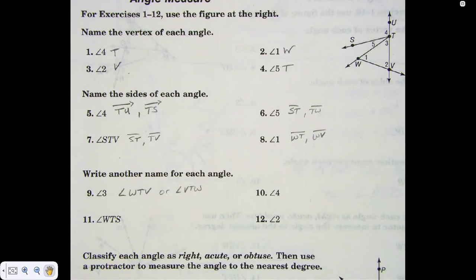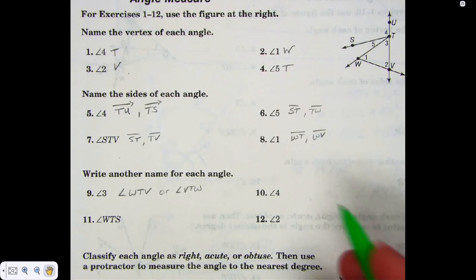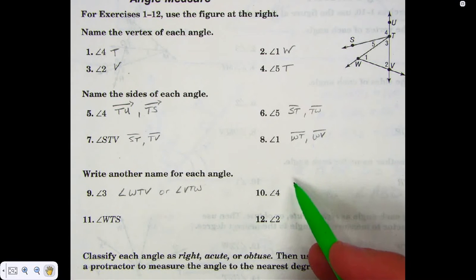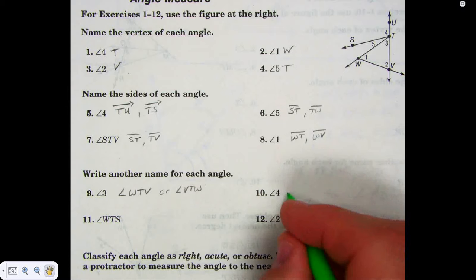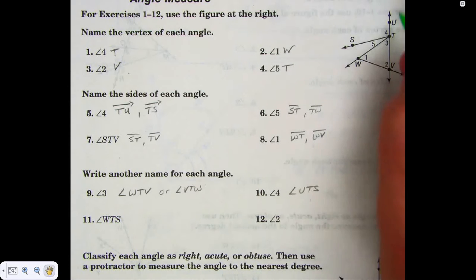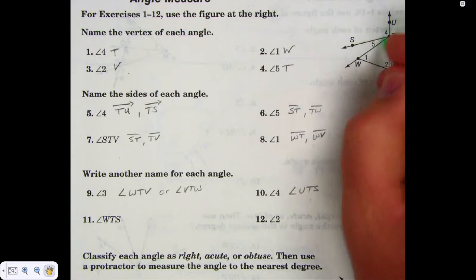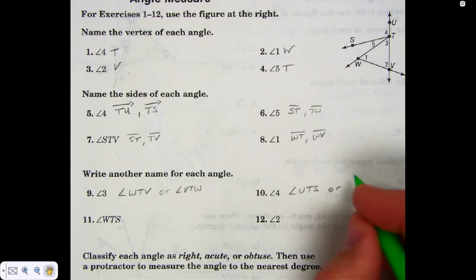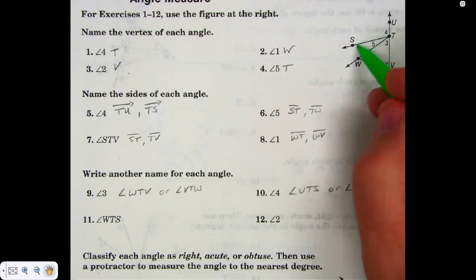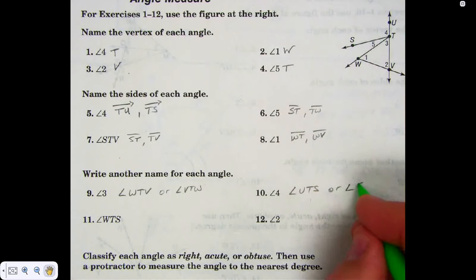So right now it's almost like a vocabulary, almost like an English problem where I'm having you put the definition of this word in a sentence. You know what I mean? You're kind of applying what each is here and being able to do it yourself. Angle 4, what's another name for angle 4? UTS, as I draw it, or someone else, another name for it. STU, angle STU.